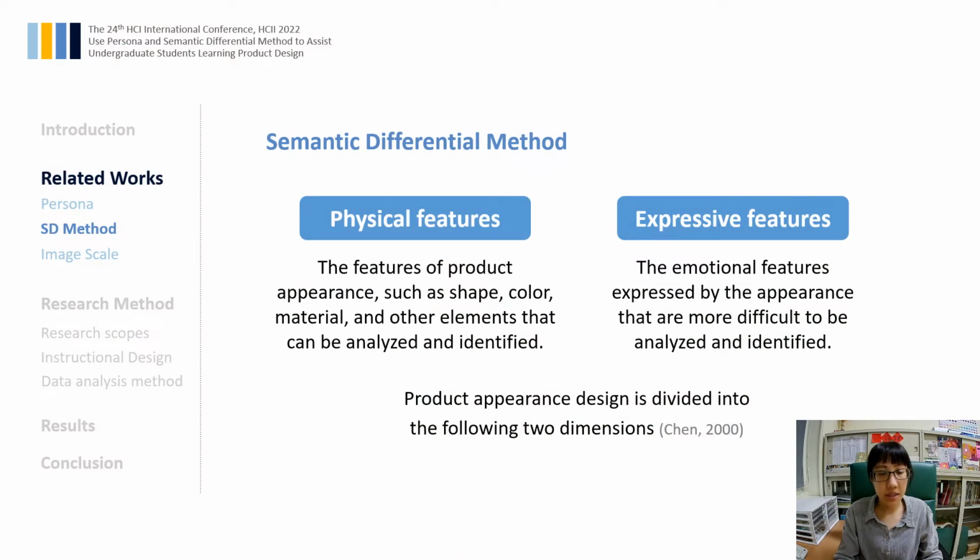Regarding the SD method, product appearance design is divided into 2 dimensions. One is physical features, which means the features of product appearance, such as shape, color, material, and other elements. The other is expressive features, which means the emotional features expressed by the appearance that are more difficult to identify.